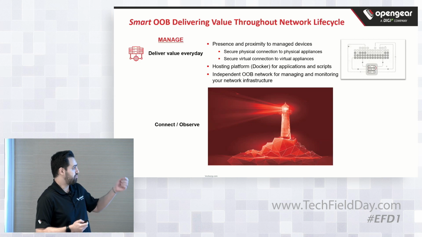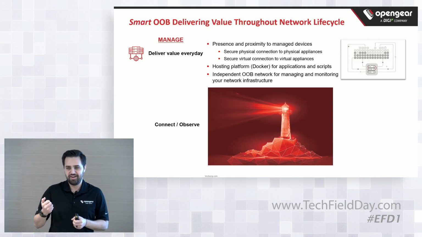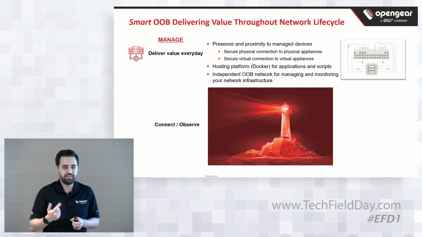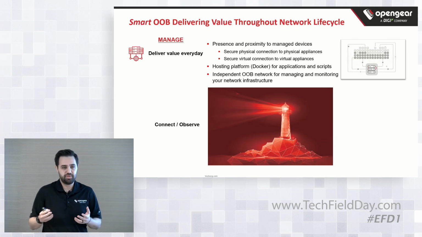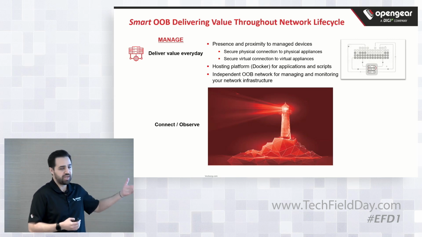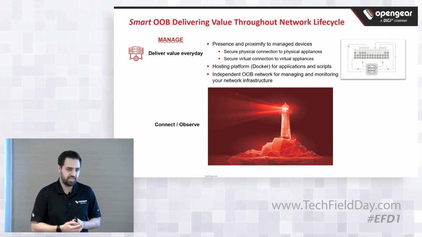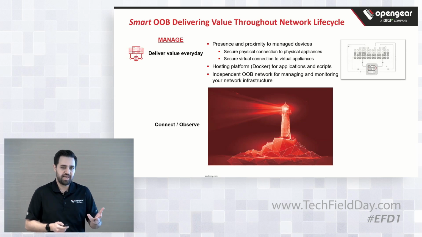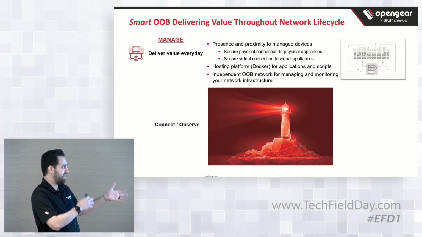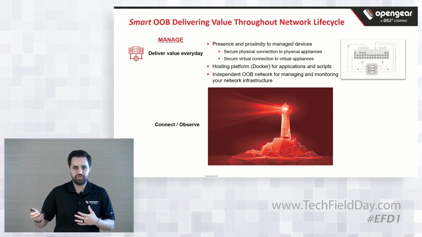Whether it's the presence and proximity to your devices, which means that you have network connectivity that you can reach, you have serial connectivity that you can gather logs from, to being able to host some compute software. So we have an embedded Docker, so you can actually host a ThousandEyes container, a DHCP container, and we'll get into those a little bit later to continuously manage and monitor your network using the out-of-band solution. It's an independent path. It's an out-of-band path that's not using your regular in-band connection.